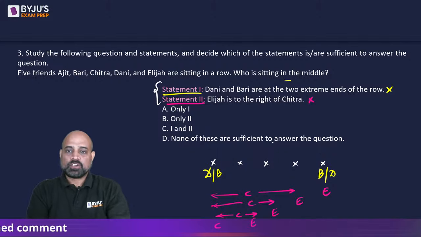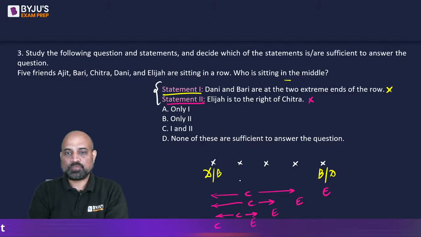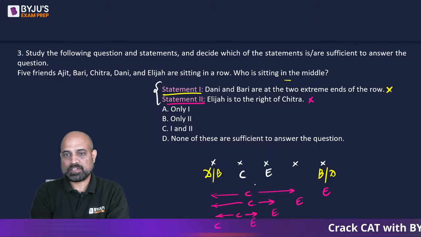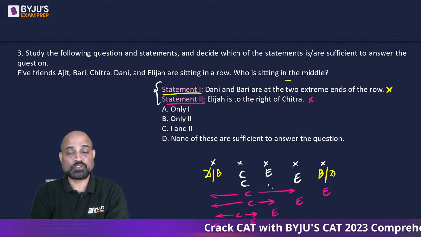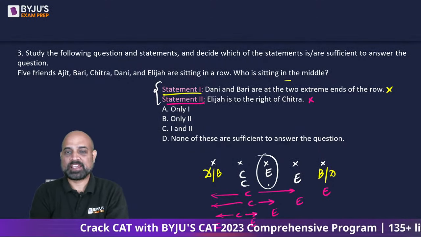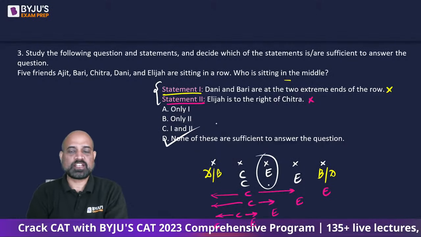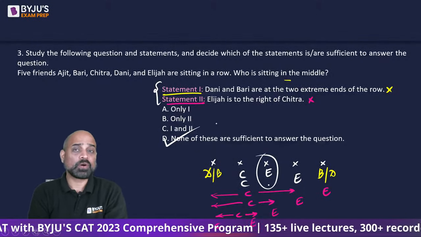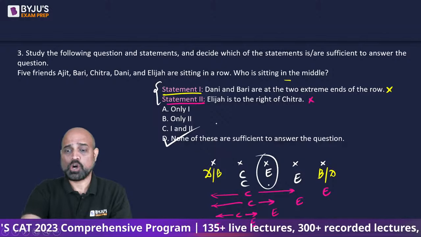Yeah. So can we say even after combining, we won't be able to figure it out because C can be here, E can be here, or C can be here, E can be here. The leftover person is going to be here, as in A. So the middle person can be anyone. So can we say none of these statements are sufficient enough to answer the question? So option D will be the answer.